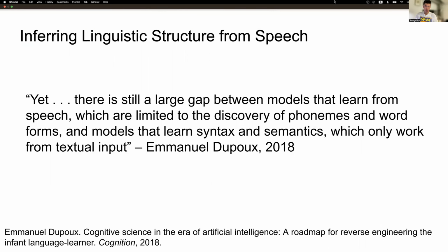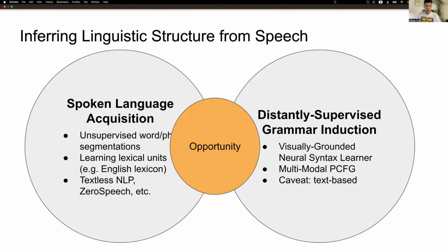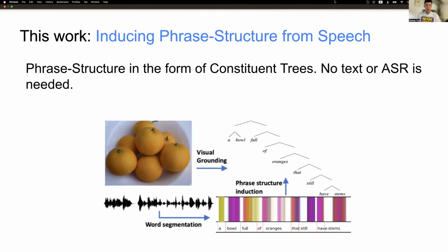Motivated by how babies could acquire language, we observed that there is a gap between these two past lines of work. And this is where our work fits in, where we're interested in learning linguistic structure, such as trees, from speech. So this work is about inducing phrase structure from speech, such that there is no text or ASR needed. We define phrase structure as a constituency parse tree, as shown in the visualization below.